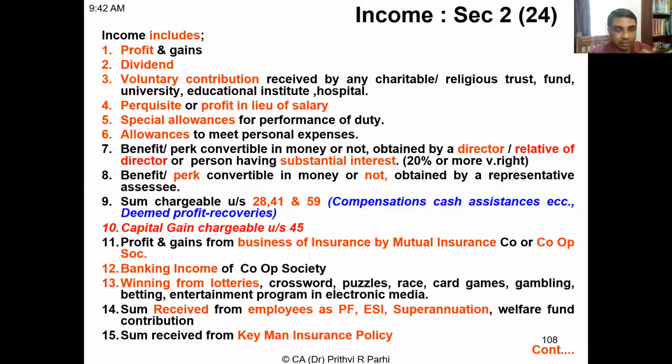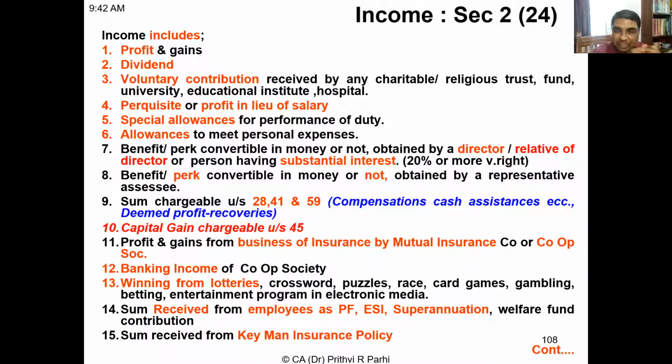Now, sums received from a key man insurance policy. Point number 15. In an entity, there might be some very important persons, key men, who bring a lot of business to the entity. The company might have taken key man insurance against them. So if the person dies or leaves, compensation will be received.